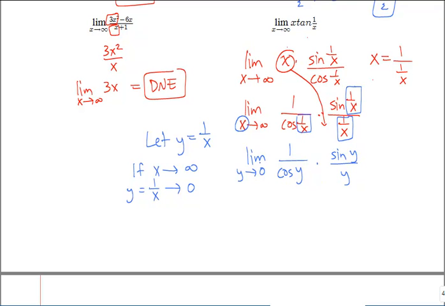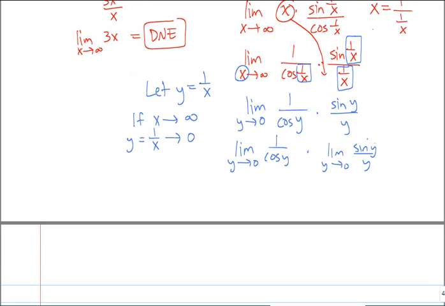Next thing I'm going to do is use the fact that the limit of a product is the product of the limits. So I'm going to separate these two different fractions into two different limits. I'm going to take the limit as y goes to 0 of 1 over cosine y times the limit as y goes to 0 of sine of y over y. And now let's do this first one right here. As y goes to 0, this becomes 1 over cosine 0. And cosine of 0 is 1. So 1 over 1 just goes to 1.